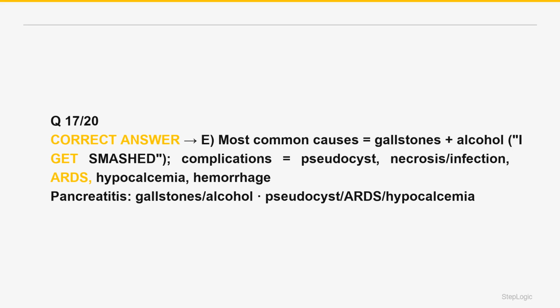Severity is tracked with scoring systems, and elevated lipase and amylase confirm the diagnosis. The gallstone or alcohol-caused pancreatitis with pseudocyst, ARDS, and hypocalcemia complications is the correct answer.